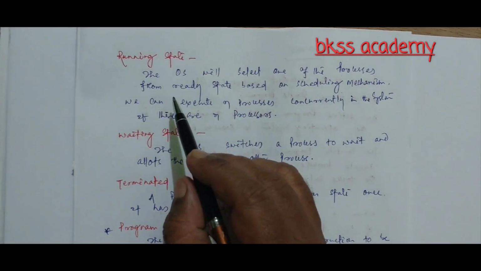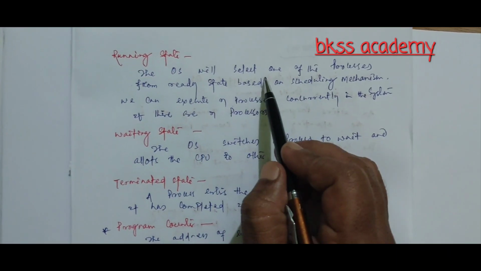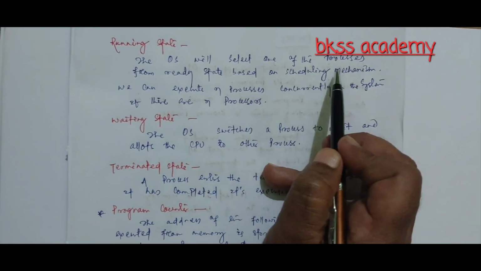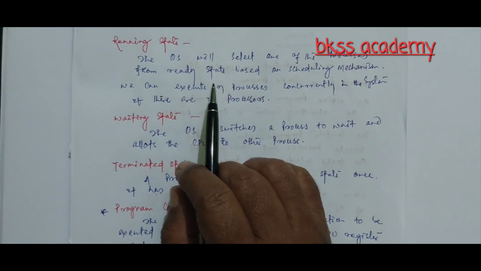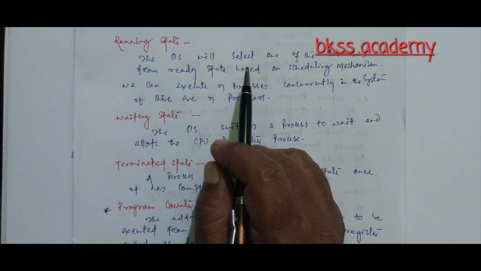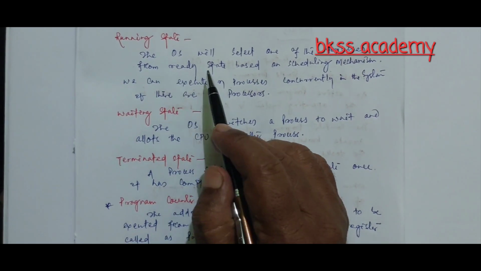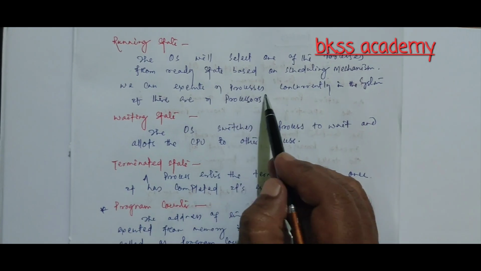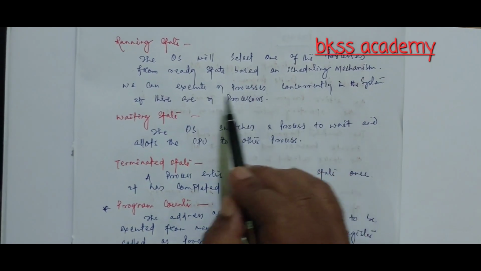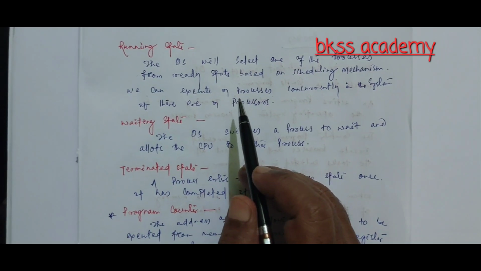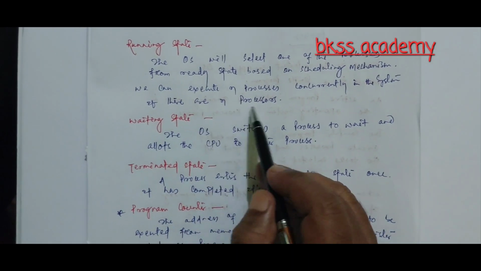Running state: the OS will select one of the processes from the ready state based on a scheduling mechanism. Suppose there are a number of processes in the ready state, it will select one process for running. We can also execute n processes concurrently. We can execute all the processes simultaneously if there are n processors.